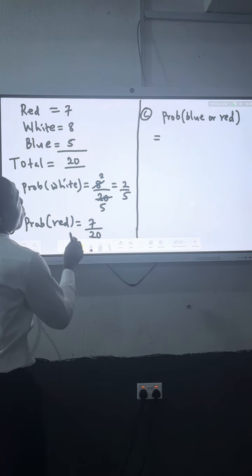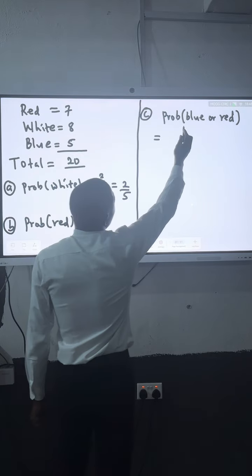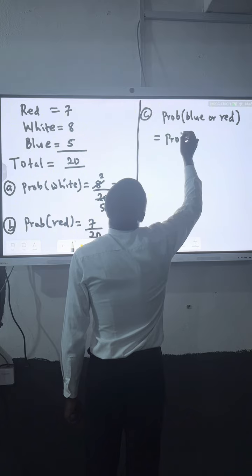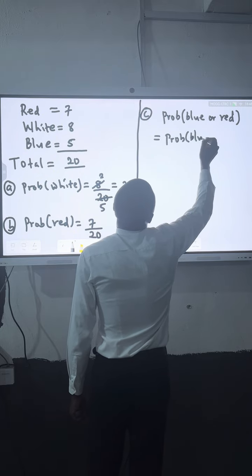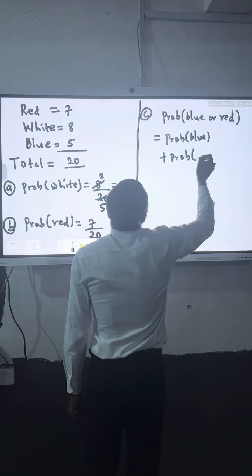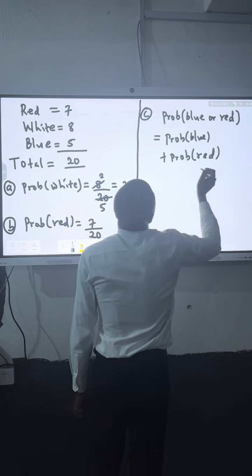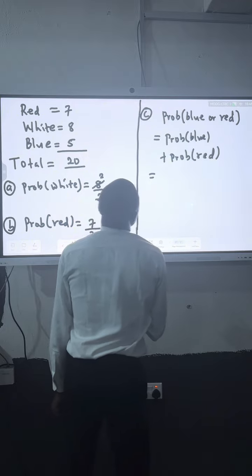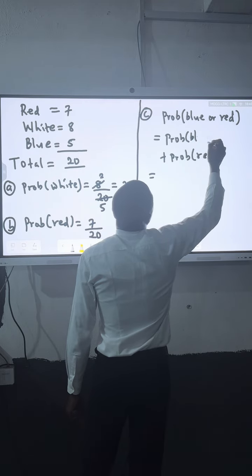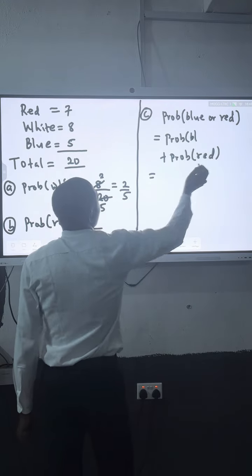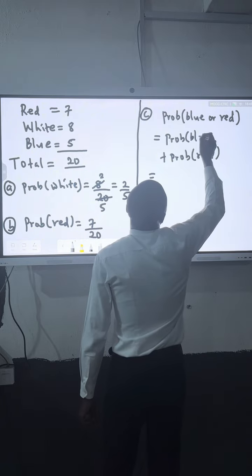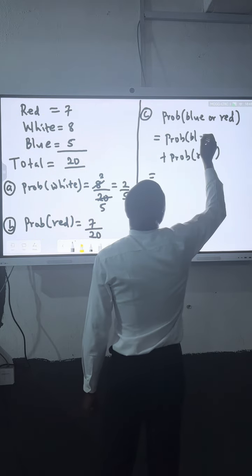So we are here to find the probability of blue. Let's get the probability of blue. So probability of blue or red means probability of blue plus probability of red. Let's do that together. What's the probability of blue? Probability of blue means the number of blue balls in the box divided by the total number of balls.